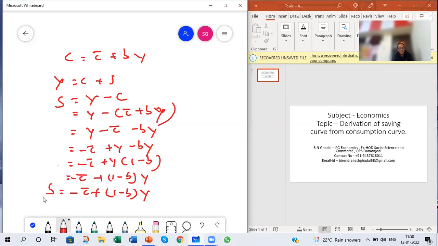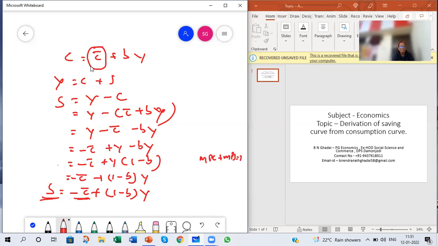And here S is the saving function, and minus C bar means at the zero level of income, C bar is autonomous consumption, and that will be negative saving. So that's why we have minus C bar. So minus C bar plus (1 minus b)Y. b is MPC, the marginal propensity to consume, because we know MPC plus MPS is equal to 1. So MPS will be 1 minus MPC. So 1 minus b, and Y is income. I hope you are clear. And this is how you can derive the saving function or saving equation from the consumption function or consumption equation.